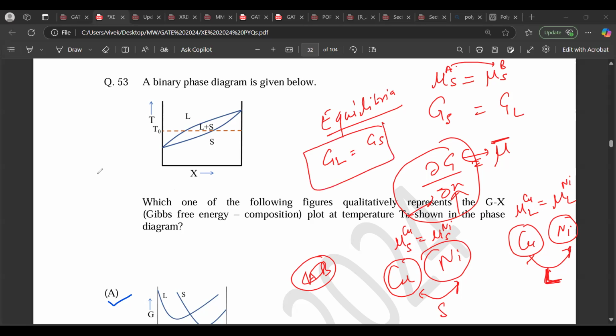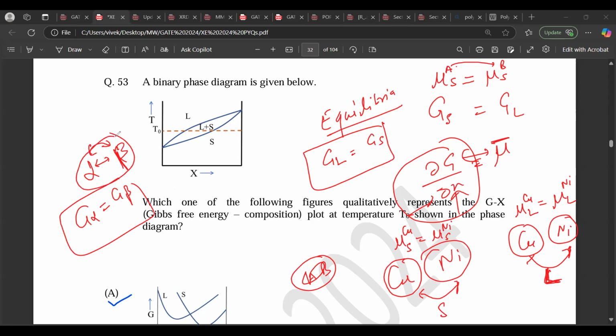For let's say different alpha and beta liquid, alpha and beta, okay, let me write alpha beta. For alpha beta equilibrium, the free energy of alpha should be equal to the free energy of beta. If that is so, then only both phases will be in equilibrium, which means they will stay together and both phases will be available.